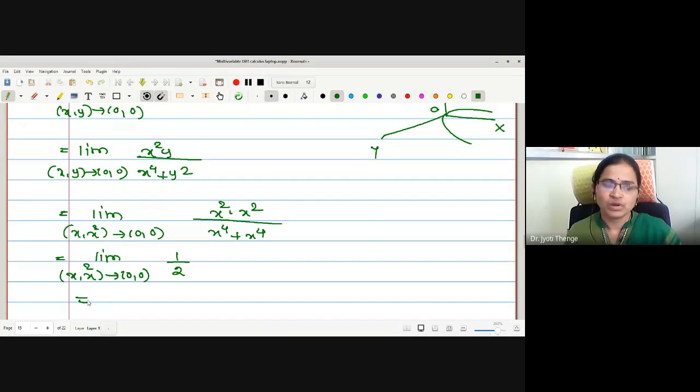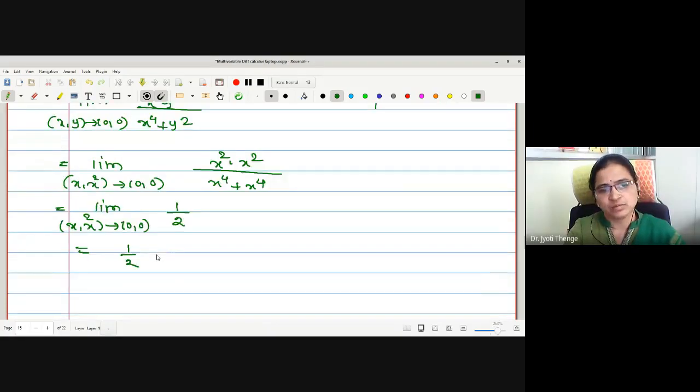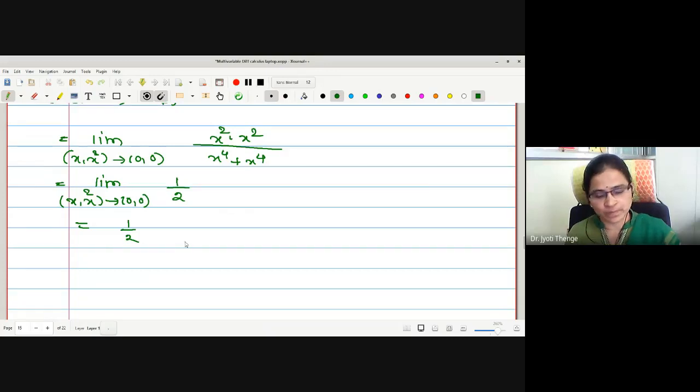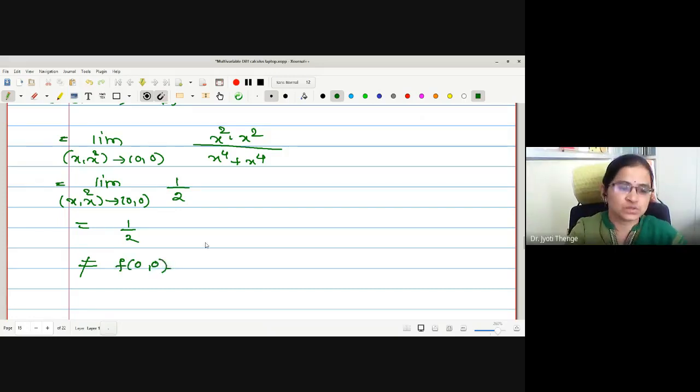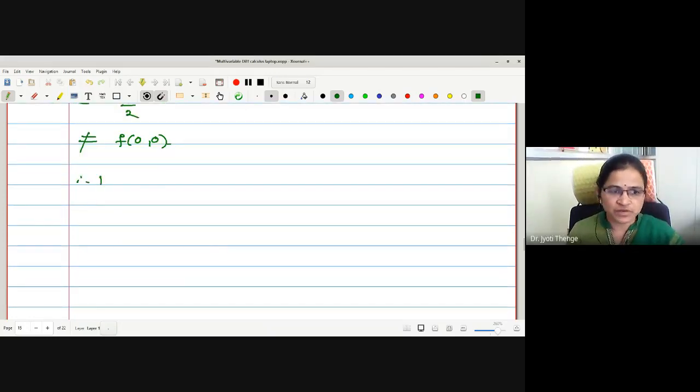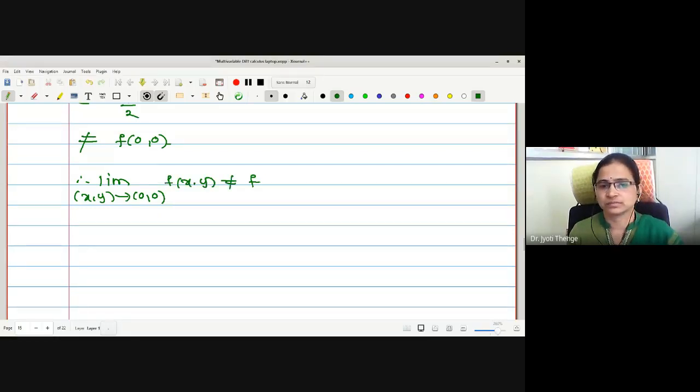Yes or no? And what is the limiting value? Half. But whether this half is equal to f of 0, 0? No, ma'am, this is not equal to f of 0, 0. But what we have observed, along a straight line path, the limiting value is equal to the actual value. But if we change the path, the values are not the same. Therefore, the function is not continuous.